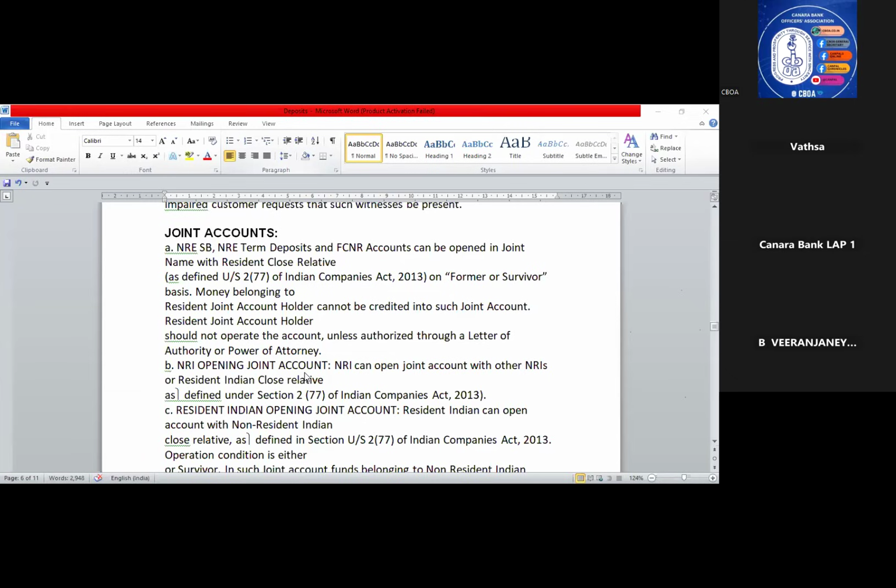Whenever the resident is opening a joint account with the NRI, the resident is the first holder and the second holder is the NRI. In that case, NRI funds cannot come into that account, because only the resident is having the account. So only local funds can be credited.